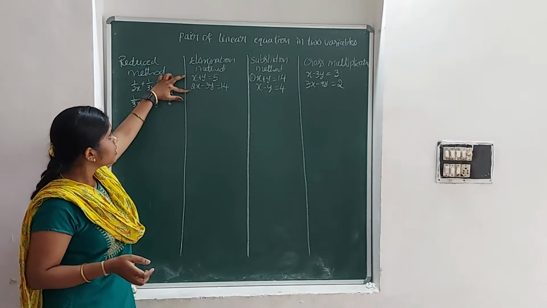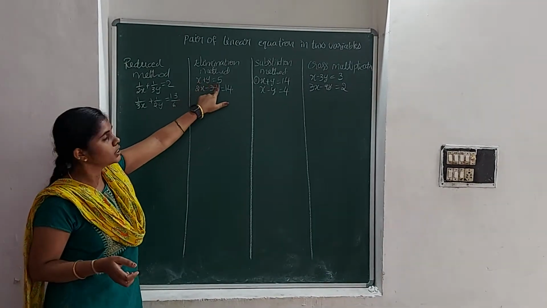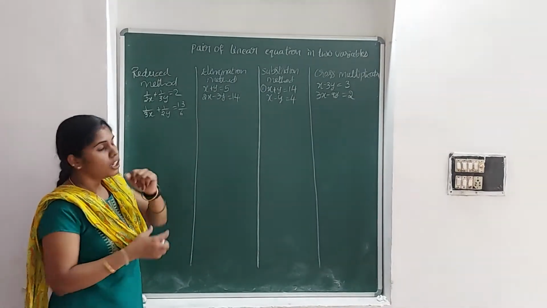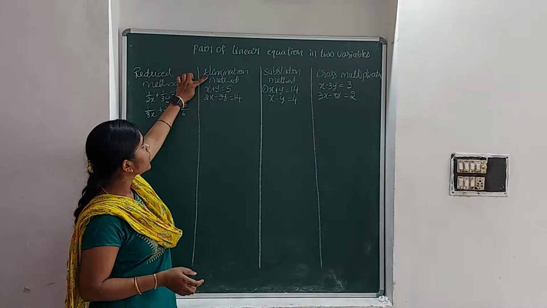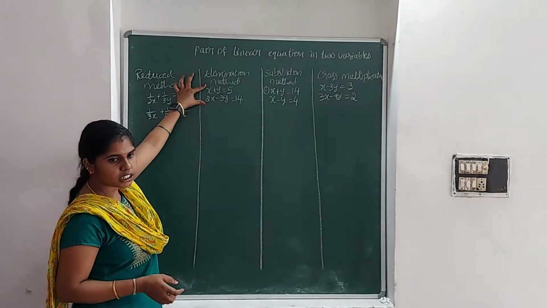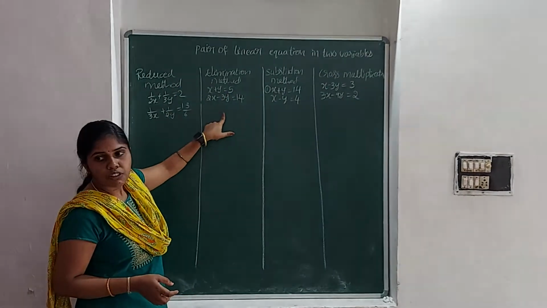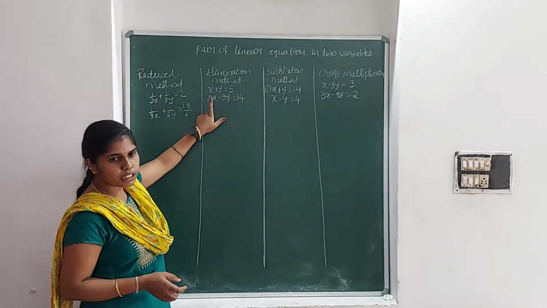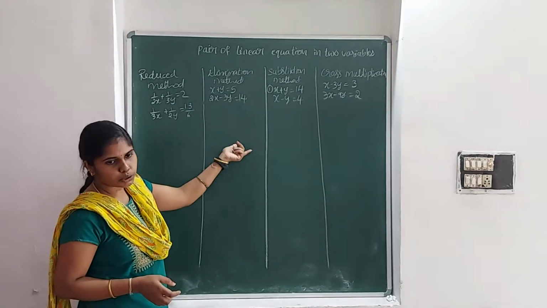Method. So there are two equations: x + y = 5 and 2x - 3y = 14. By the name only you can guess it. In these two equations, there are two variables. One variable we have to eliminate to get the solution for the other variable. Then we have to substitute that in a further step.